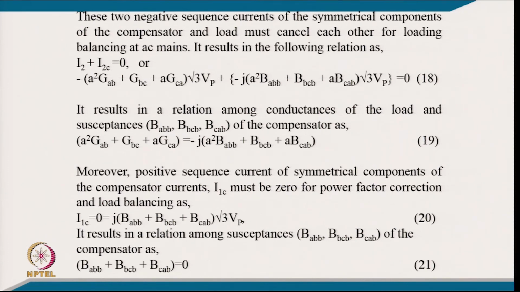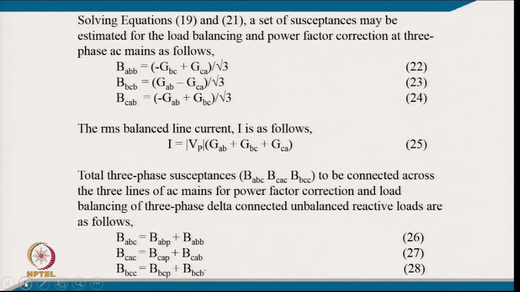Moreover, the positive sequence current of the symmetrical component of the compensator, I1C, must be 0 for power factor correction and load balancing. It results in the relation among the susceptances of this compensator, VABB for balancing, VBBC and VC should be 0. From there, of course, you can find the values by solving those two equations. A set of susceptances may be estimated for load balancing and power factor correction at the 3-phase AC mains, like VABB in terms of those unbalanced conductances.